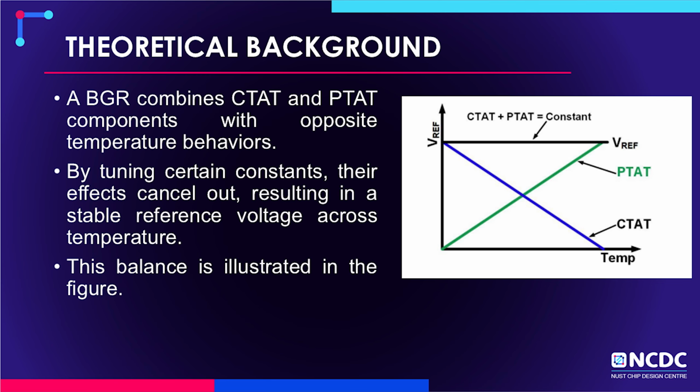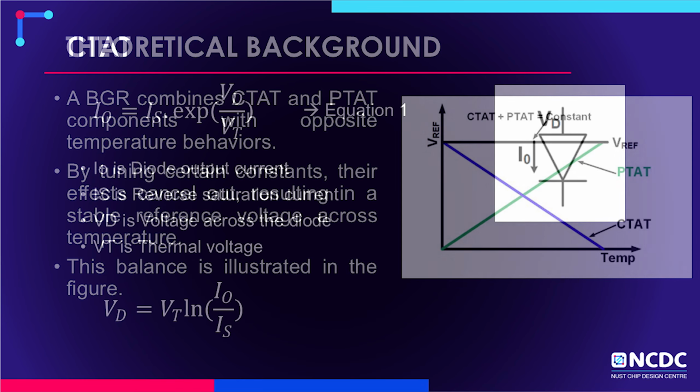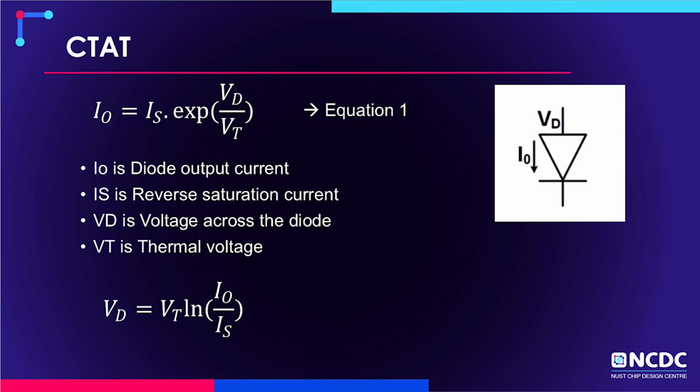A bandgap reference circuit merges CTAT and PTAT components, which respond oppositely to temperature changes. Proper tuning of specific constants allows these effects to cancel out, producing a temperature-independent reference voltage. The resulting balance is shown in the figure. Let's take a look at the basic CTAT design.